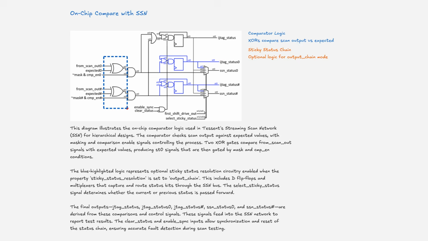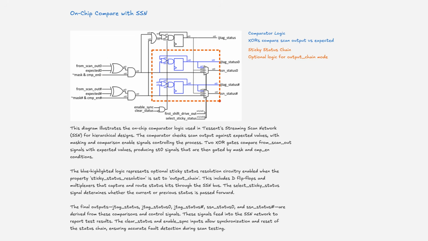This diagram illustrates the on-chip comparator logic used in Tessent's streaming scan network SSN for hierarchical designs. The comparator checks scan output against expected values, with masking and comparison enable signals controlling the process. Two exclusive or gates compare scan-out signals with expected values, producing SSN0 signals that are then gated by mask and CMP enable conditions.